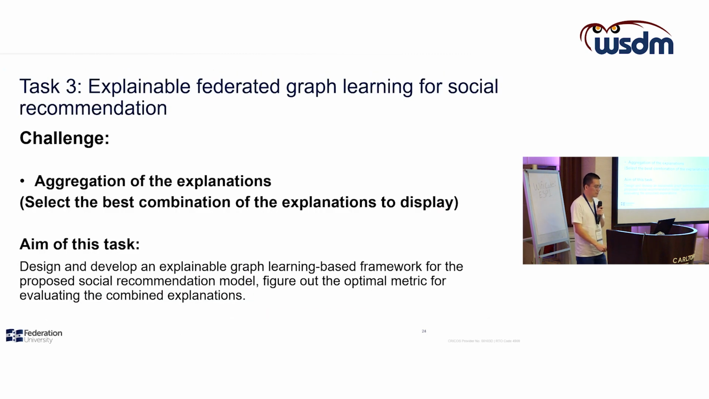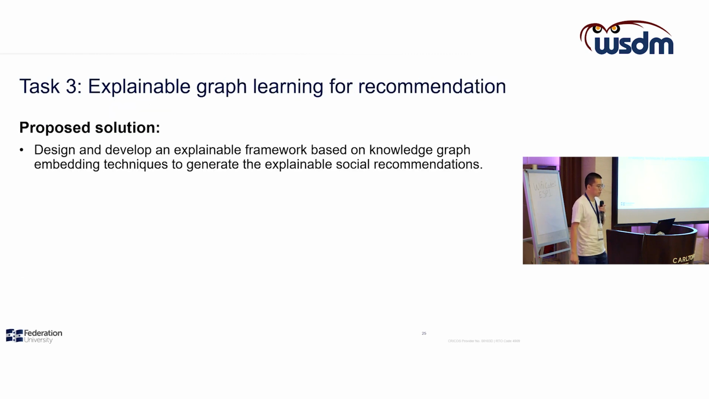And task 3 is about explainable federated graph learning for social recommendation. The challenge would be, like I said, aggregation of the explanations. The aim of this task is to design and develop an explainable graph learning based framework for the proposed social recommendation model and figure out the optimal metrics for evaluating the combined explanations, because actually in explainable recommendation, there is indeed a lack of high quality metrics for evaluating the combined explanations. The proposed solution is to design an explainable framework based on knowledge graph embedding techniques to generate explainable social recommendation results.